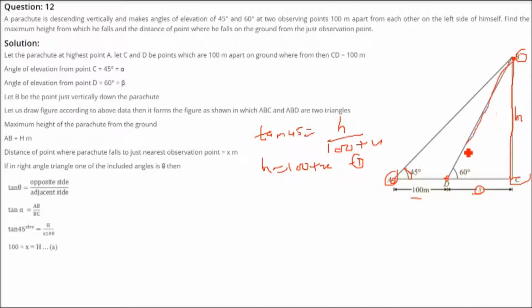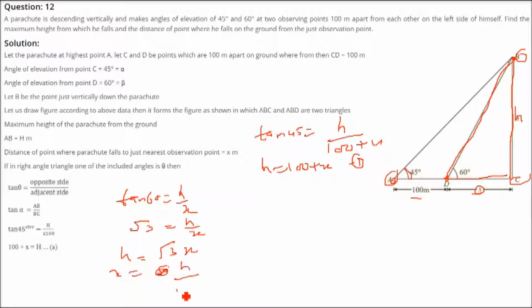Coming to this second triangle, that is BDC, we have tan 60 degree is perpendicular by base, h by x. What is tan 60? Tan 60 is root 3. We get h as root 3 x, or you can say x is h by root 3, right? Now put it here in the first equation. This second equation has to be put here. So h is equal to 100 plus x, and x is h by root 3, right?